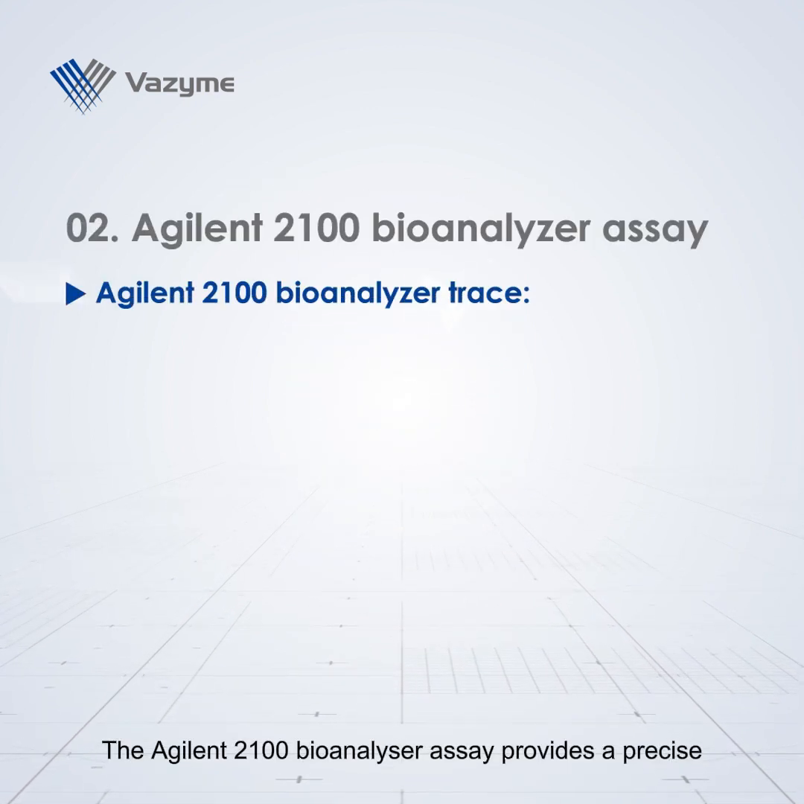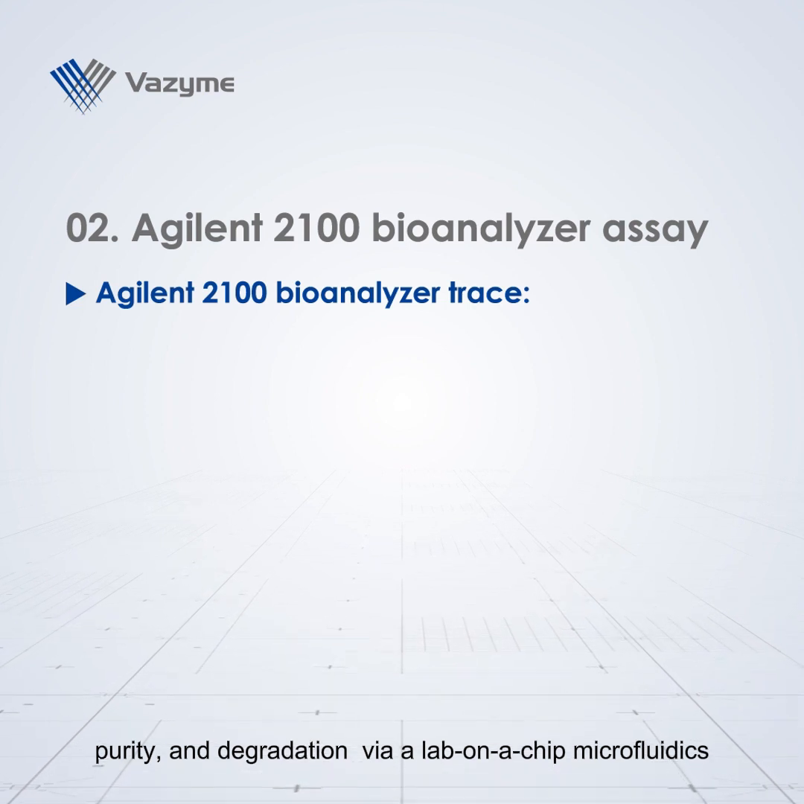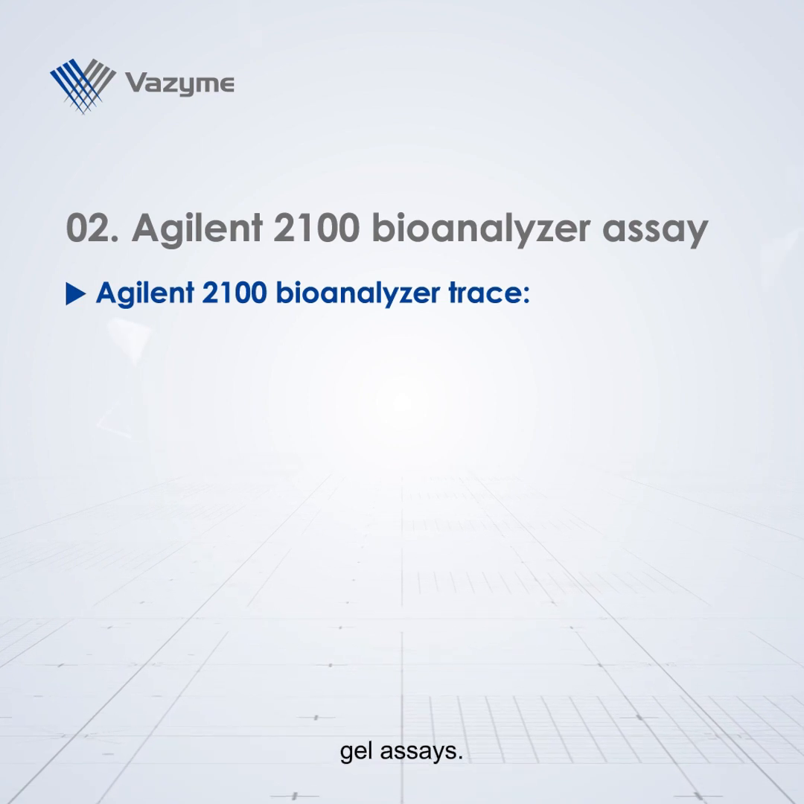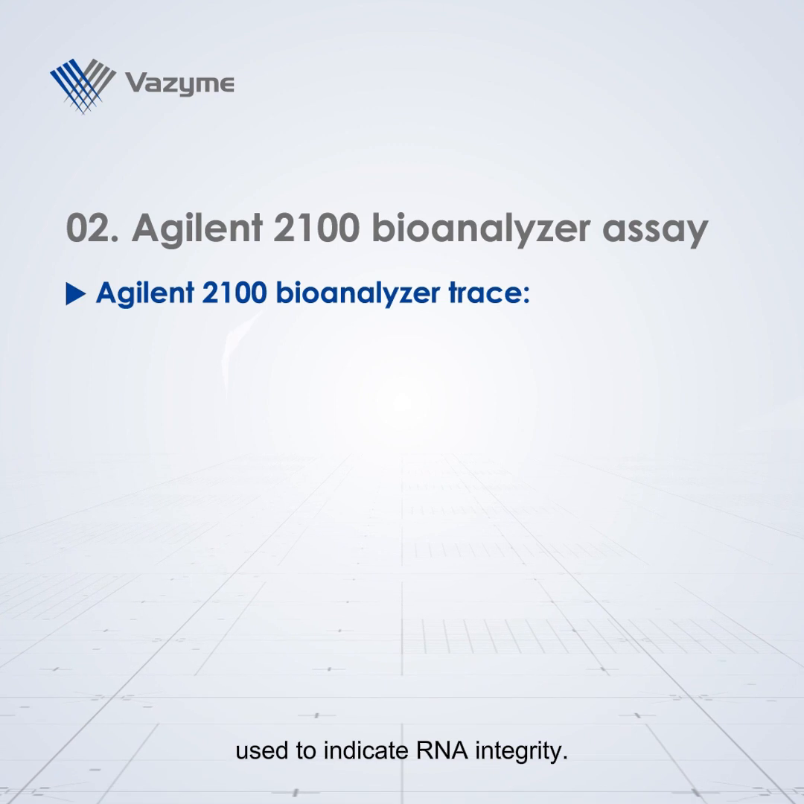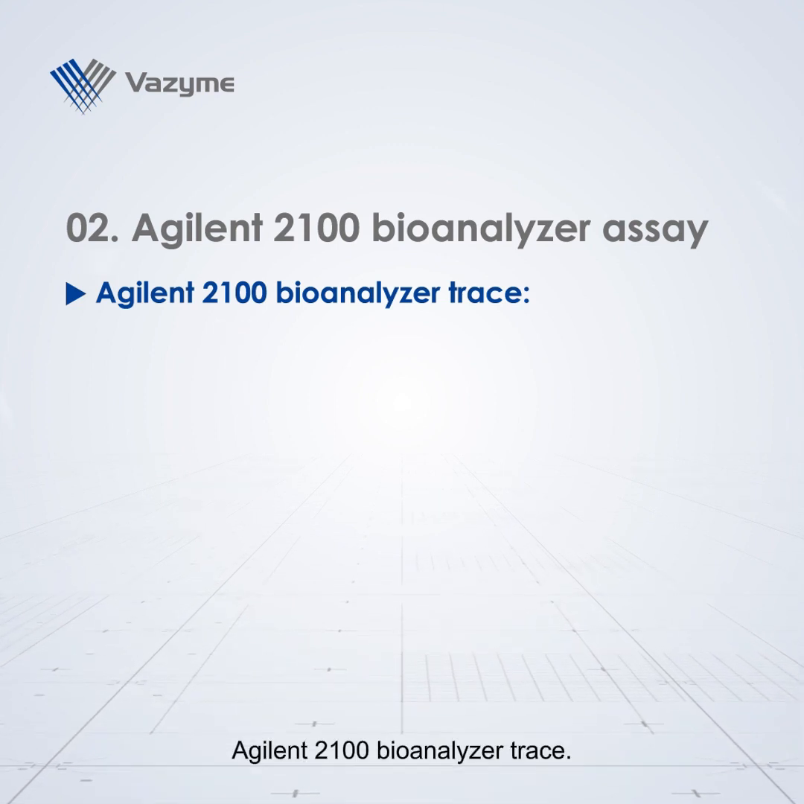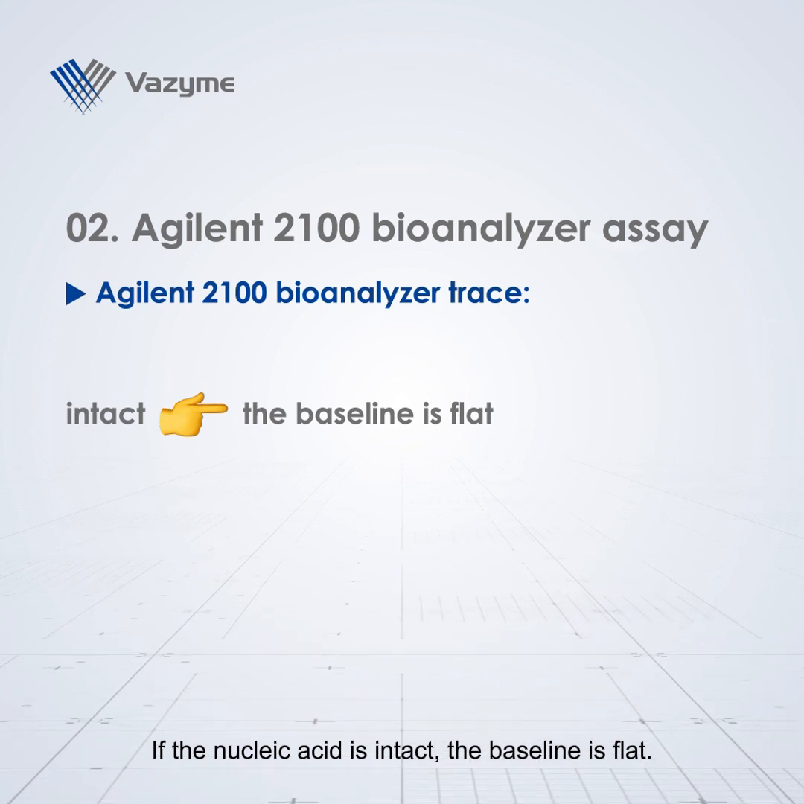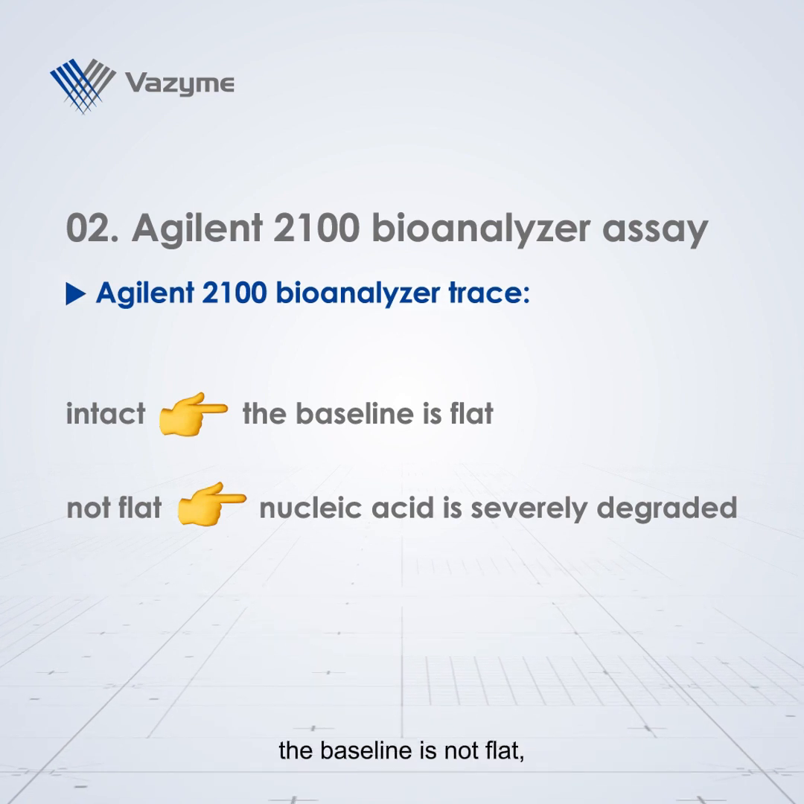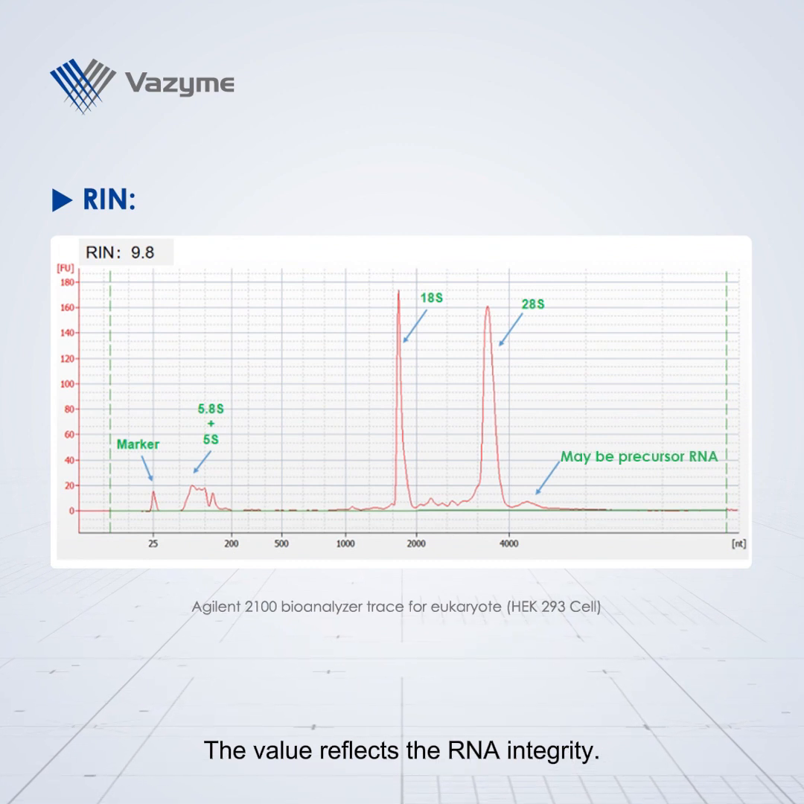The Agilent 2100 bioanalyzer assay provides a precise concurrent digital assessment of RNA integrity, purity, and degradation via a lab-on-a-chip microfluidics platform, and can be used as an alternative to conventional gel assays. Its electrophoretic trace and RNA integrity number are used to indicate RNA integrity. Agilent 2100 bioanalyzer trace: if the nucleic acid is intact, the baseline is flat. If the nucleic acid is severely degraded, the baseline is not flat, and more peaks indicating degradation appear. The RIN value reflects the RNA integrity.